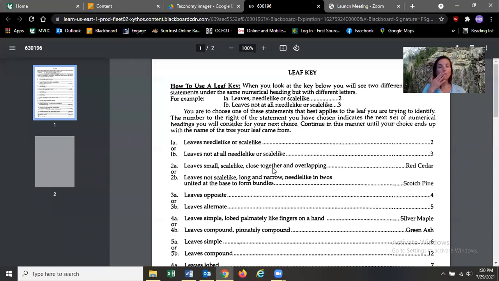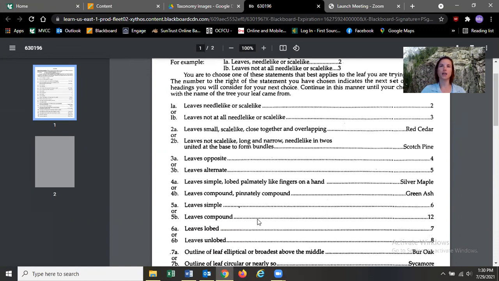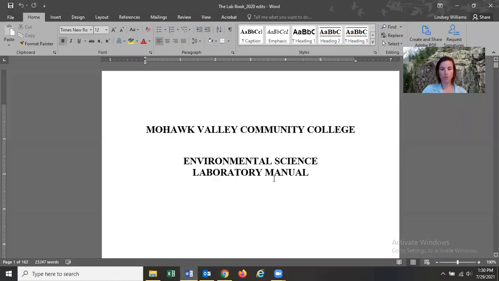Now, you probably don't know what it means to be opposite or alternate, simple, lobed, compound, all this vernacular, right? These words that you see here. So you got to read through your lab. Like with every other lab, you got to read through your lab. So let's go look at the lab so we can get an idea of what those words mean.